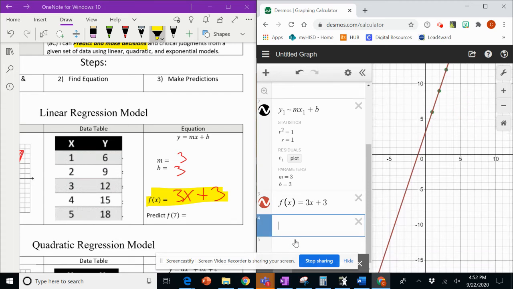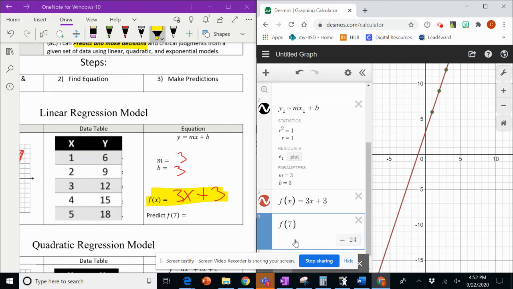Then we're going to look for what is f(7). What is f of 7? We're looking for what is the value of f when x is equal to 7, or what is the value of y? Because remember, f of x is the same as saying y. What is y when x is equal to 7? Well, when x is 7, you see right here, y is equal to 24.